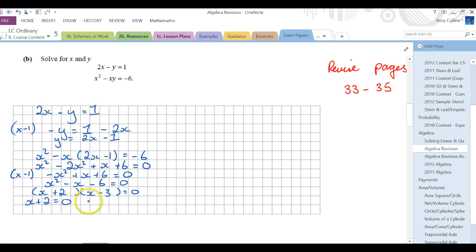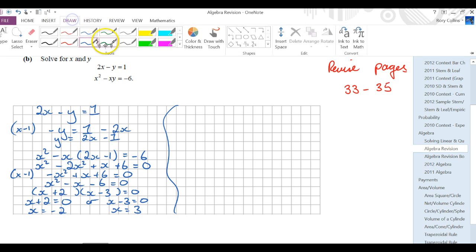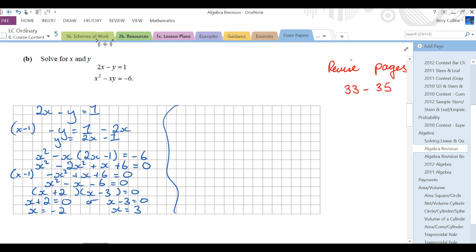x plus 2 equals 0, or x subtract 3 equals 0. Solving x plus 2 equals 0 gives me x equals minus 2, and x minus 3 equals 0 gives me x equals 3. So, the two possible values for x are x equals minus 2 and x equals 3. We must now find two values for y, and we're going to use the linear equation.